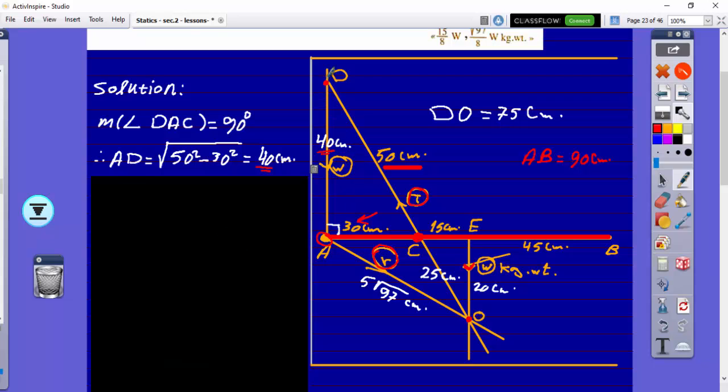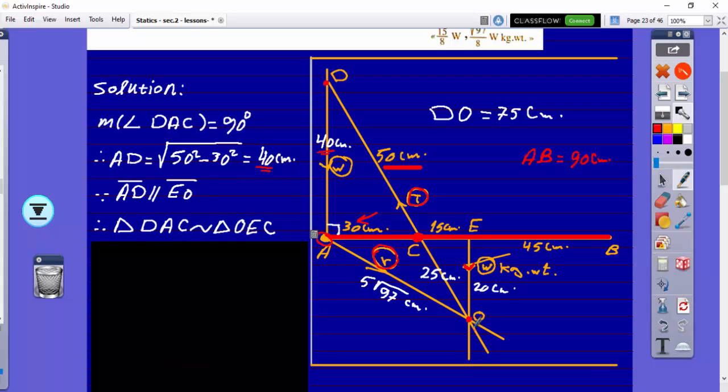How do we calculate the length of DO and the length of AO? Let us start again with similarity. We know that AD is parallel to EO. AD, the vertical, is parallel to EO. So triangle DAC, where is triangle DAC? DAC, this one, is similar to triangle OEC. These two triangles are similar.